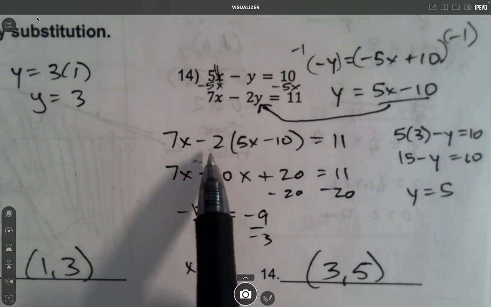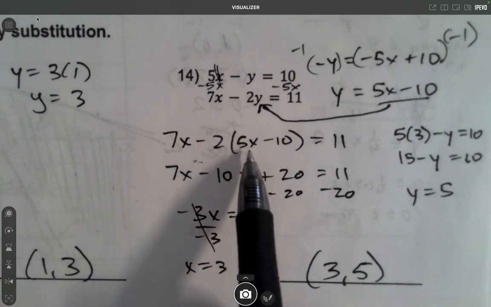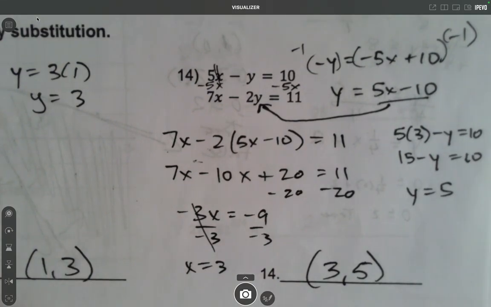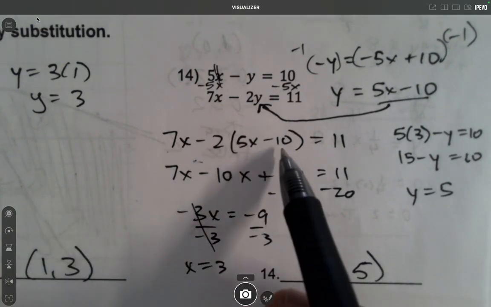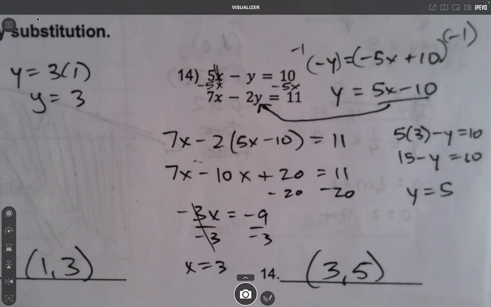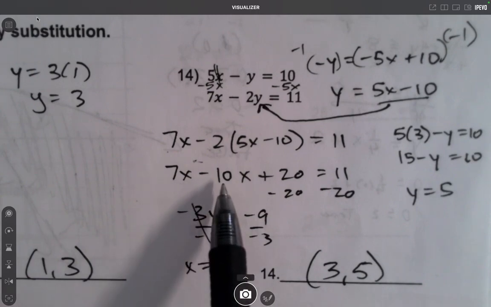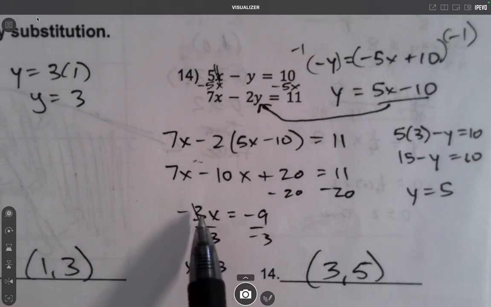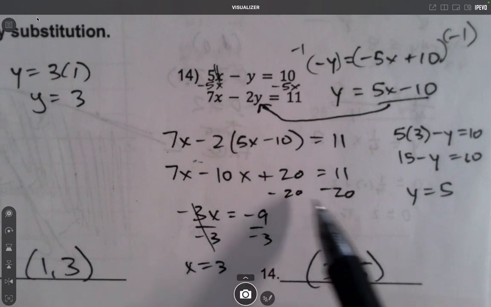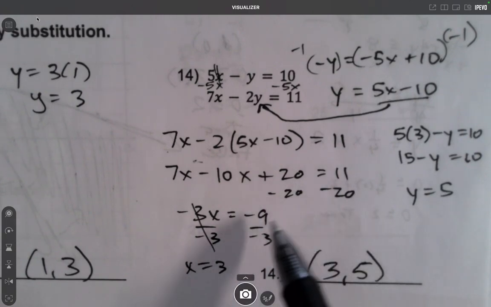Next, we'll distribute the negative 2. Negative 2 times 5x is negative 10x. Negative 2 times negative 10 is positive 20. So then I did two steps in one right here. 7x minus 10x is negative 3x. Then I subtracted 20 from both sides and got 11 minus 20 is negative 9.